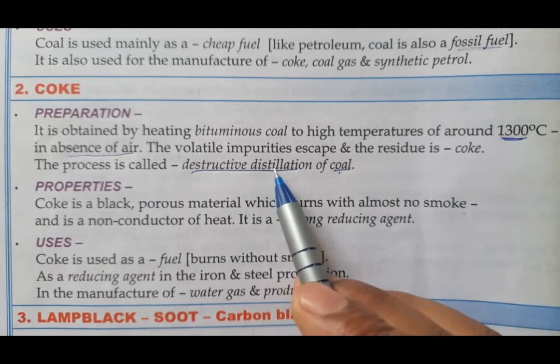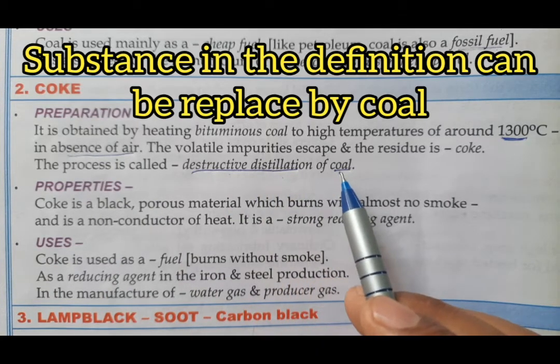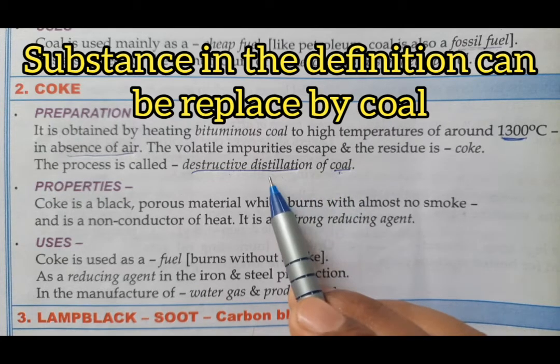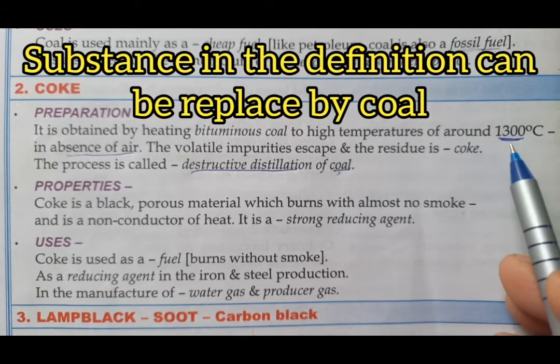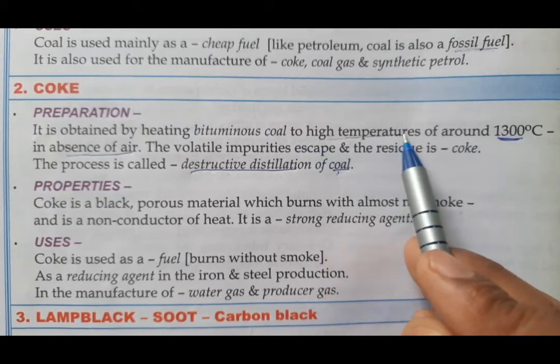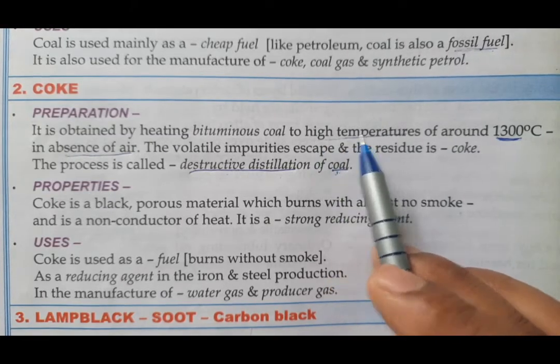So define destructive distillation of coal. Define destructive distillation of coal. That question may come. So the answer is, it is a process in which coal is heated at very high temperature. You don't have to mention the temperature value, just say high temperature in absence of air.